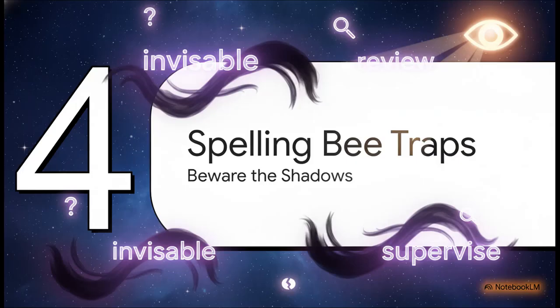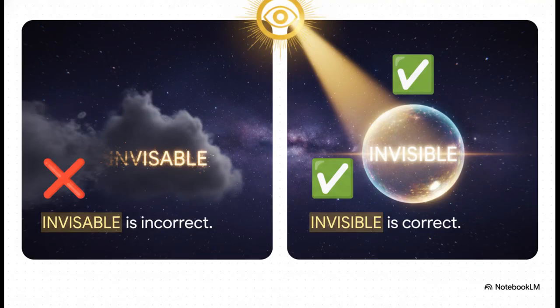Section 4. Tricky spelling bee traps. Beware the shadows. All right, word detectives, listen up, because we need to navigate some shadows here. First up, this is a major spelling trap. People write invisible with an A all the time, but that is incorrect. The correct spelling is I-N-V-I-S-I-B-L-E. The standard pattern for this root family is almost always IBLE. Don't let that sneaky A trick you when you're writing.